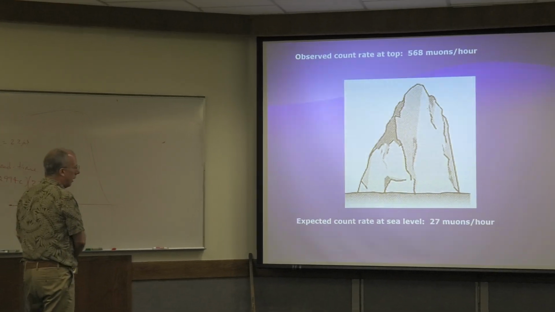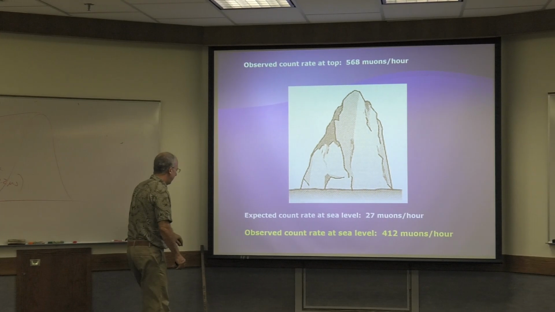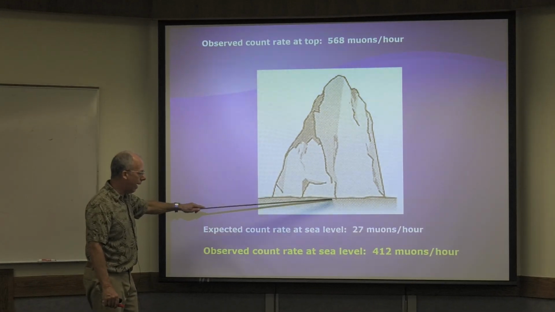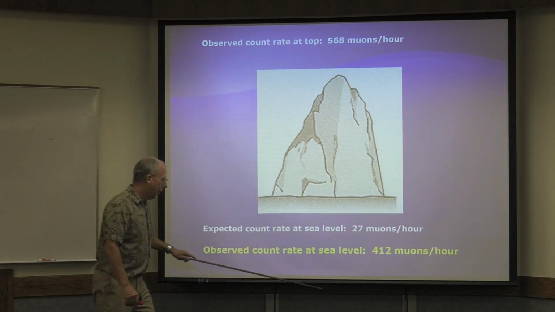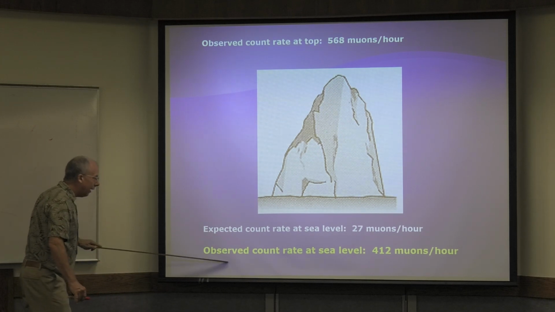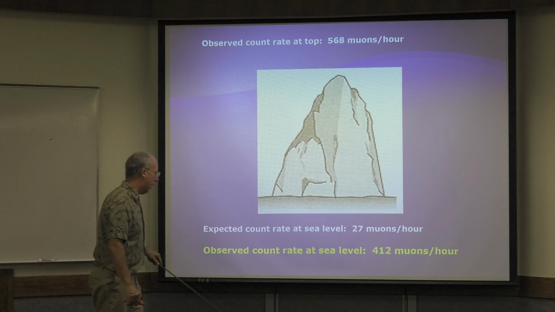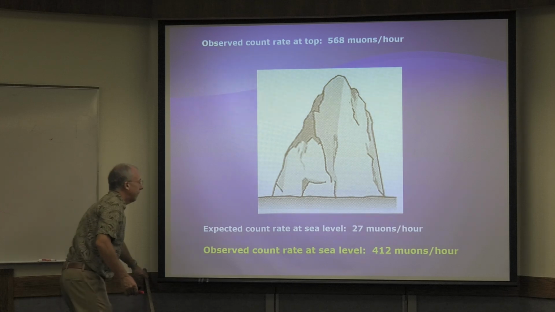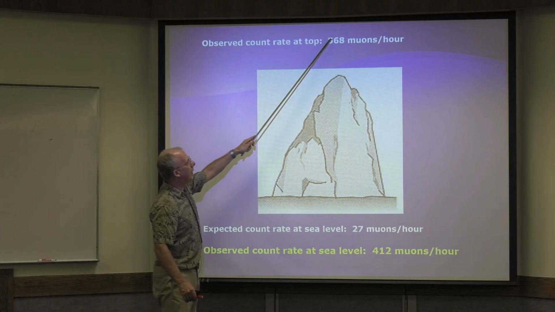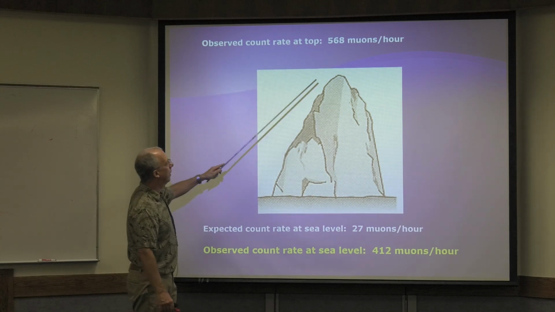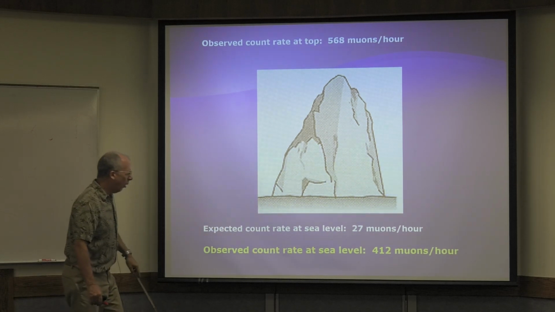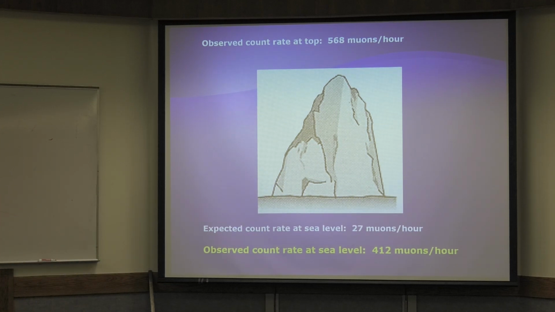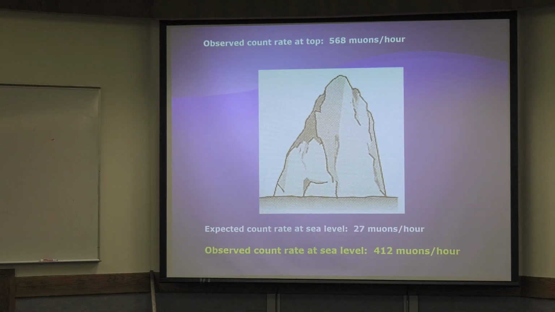Okay, so you do the experiment, and this is what they got. They expected most of them to decay by the time they reached the ground, so they expected 27 per hour. When they actually did the experiment, they detected 412 per hour. Now that's a huge difference, right? 27 compared to 568, to 412. What in the world is going on? I mean, that's insane. Well, relativity answers the question.